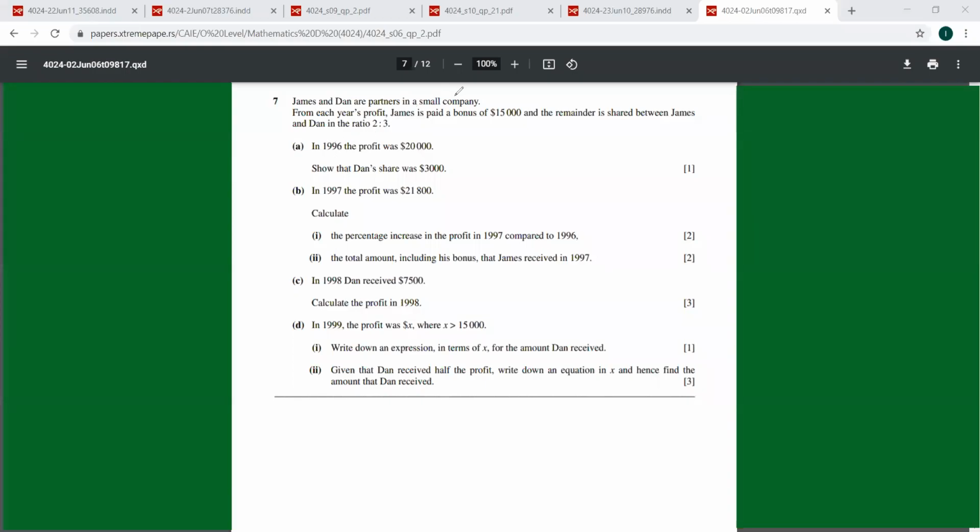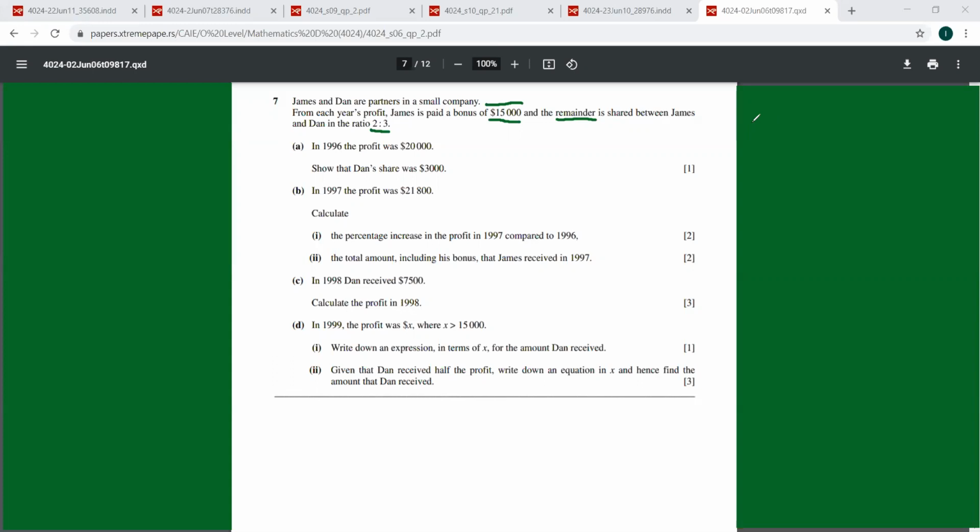We have a question here from June 06, in paper 2, and this is question number 7. James and Dan are partners in a small company. From each year's profit, James is paid a bonus of $15,000. So this is the bonus that is first paid to James, and then the remainder is shared between James and Dan in this ratio. So be very, very careful with the statement. Underline the important information here.